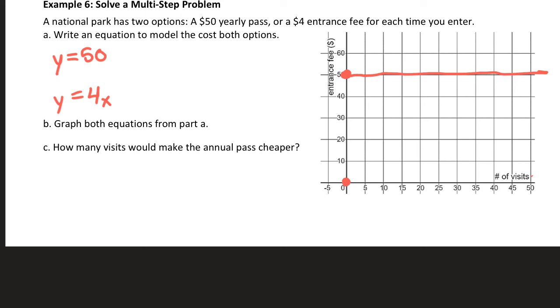And now this is a little hard to do because you think like up 4 over 1. I just want to make sure we understand. If I visit 5 times, how much would I pay? If I visit 5 times, I would pay $20. 5 times 4 is 20. If I visit 10 times, I pay $40. 4 times 10 is 40. Sorry about that. And then 15 times, 4 times 15 is 60.